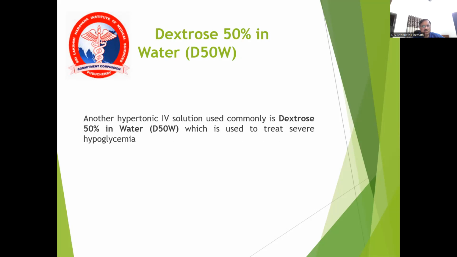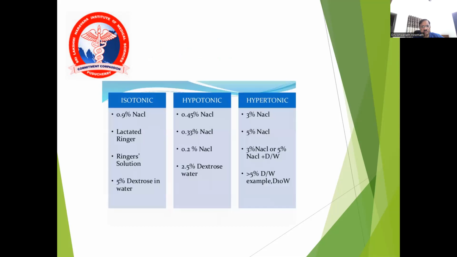50% dextrose in water is a hypertonic solution used commonly to treat severe hypoglycemia. So the fluids are hypotonic, isotonic, and hypertonic.